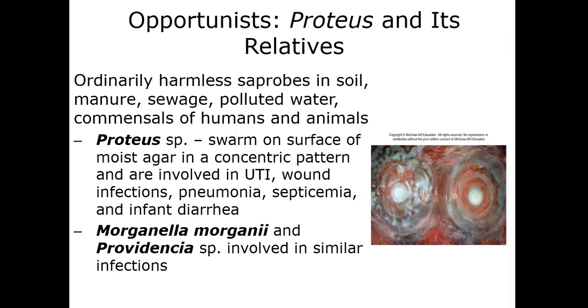Proteus have this kind of swarming appearance when they're growing on an agar surface, and we often find them involved in UTI infections. That is the major area that we see Proteus. Proteus vulgaris is the organism that we're talking about. Again, UTIs, their common causative disease. Morganella and Providencia are also found in similar infections such as UTI, pneumonia, and wound infections as well.